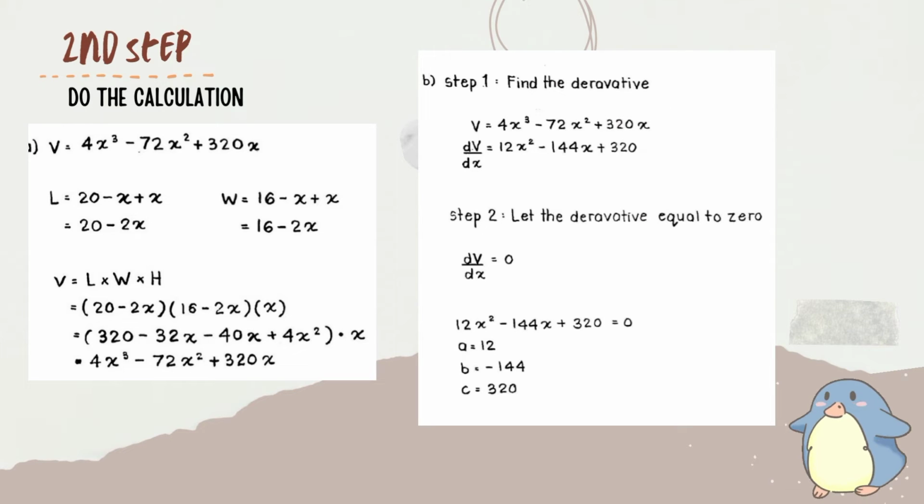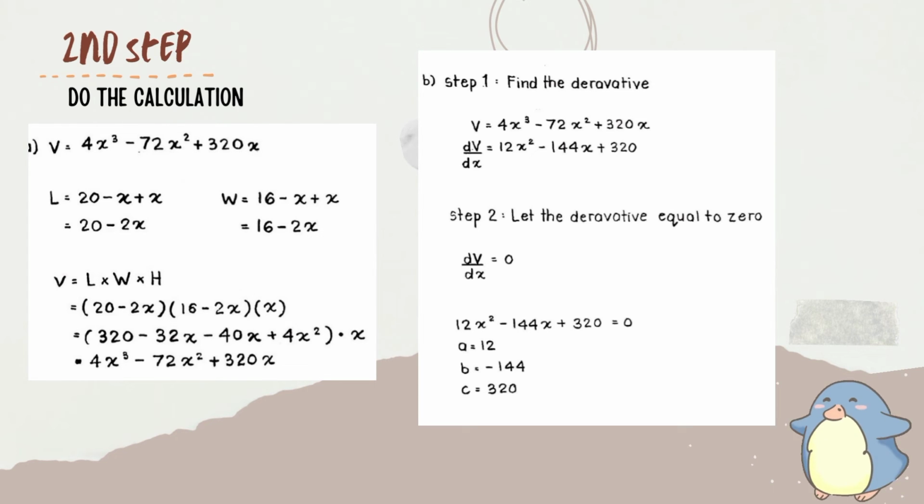Moving on to question B. We are required to find the value of x so that we can find the maximum volume of the box. Step 1. We need to find the derivative. Volume is equal to 4x cubed minus 72x squared plus 320x. After we differentiate, dV over dx will be 12x squared minus 144x plus 320. Step 2. Let the derivative equal 0. So, 12x squared minus 144x plus 320 equals 0.